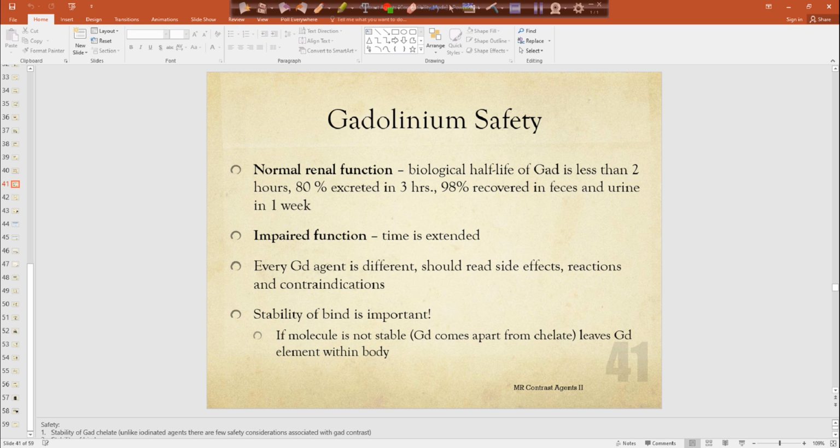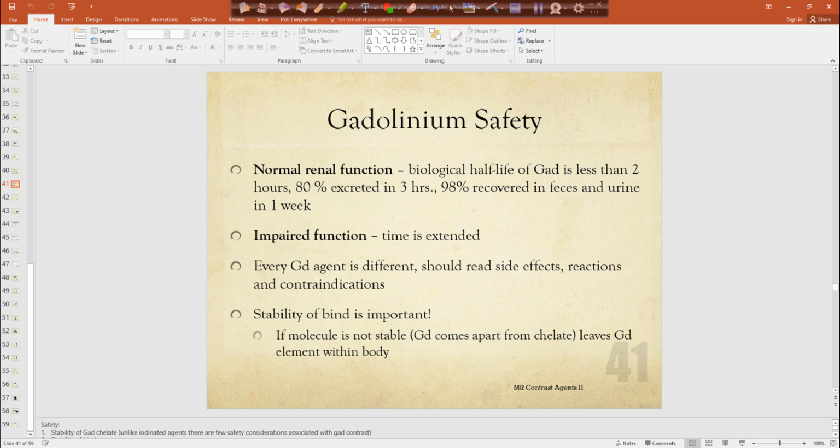All right, so we're going to finish up our lecture, finishing on gadolinium safety, then talking about each gadolinium contrast agent, and then the uses of gadolinium for each particular area of the body.